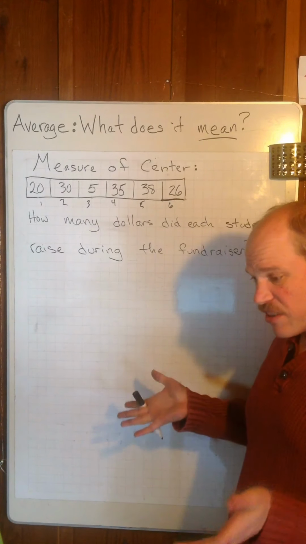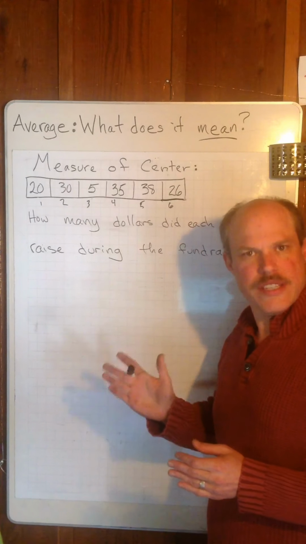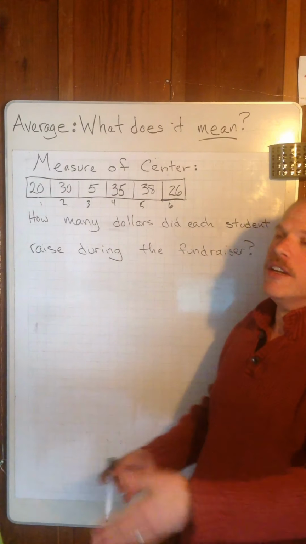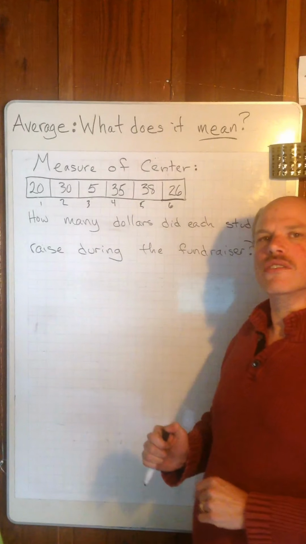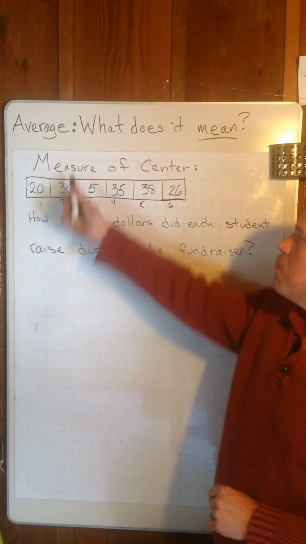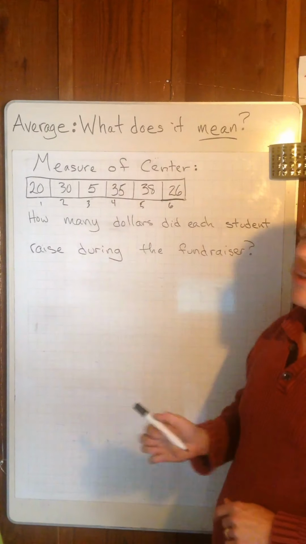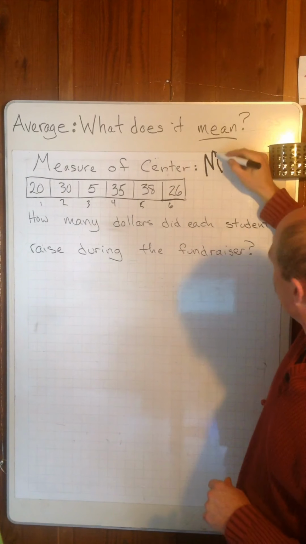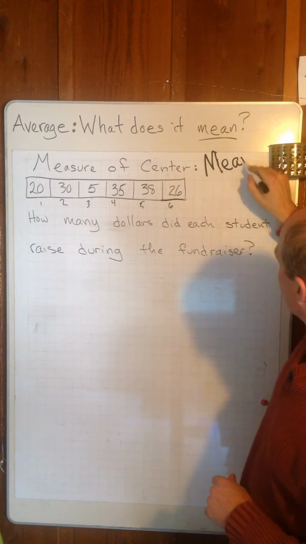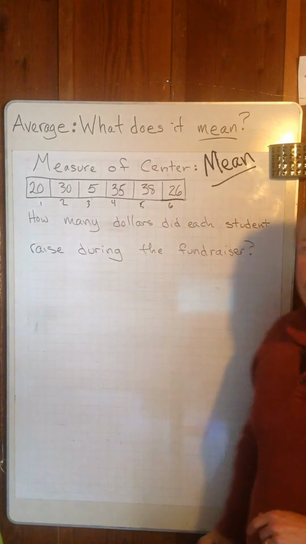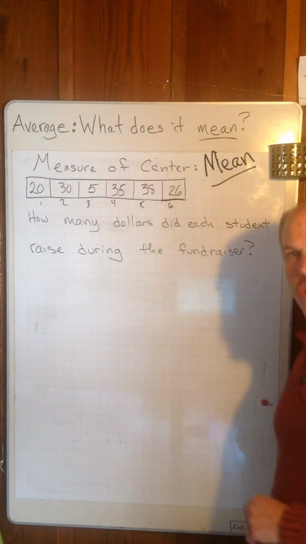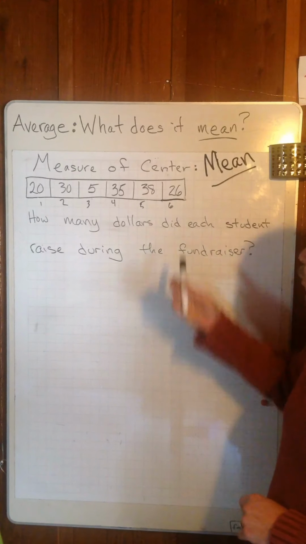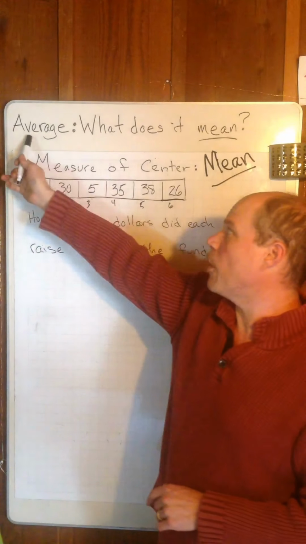What I'm saying is I'm looking at the middle of the data. Like if I looked at all the data, what would be kind of in the middle? That would be the mean. That's a measure of center. The mean, yes, that's actually the word. The mean is a measure of center. And that's what most people mean when they talk about average.